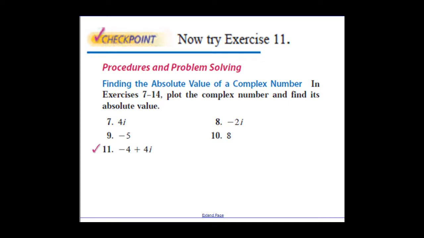All right, go ahead and try exercise number 11 in your notes. Make sure you plot it in a complex plane and find its absolute value, so the value will be a positive number. Check your answer in the back of the book. Come back when you're done.